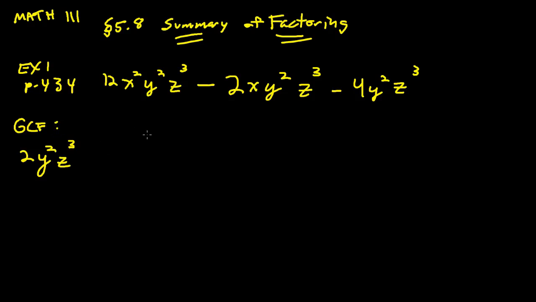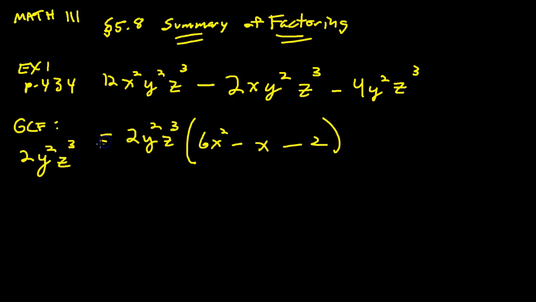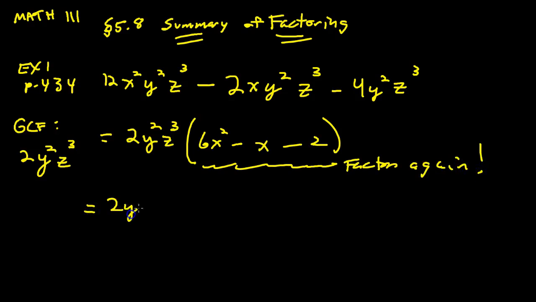So I'll be able to take that out according to my distributive law, really working my distributive law in reverse. 2y squared z cubed times what's remaining. Well, I'll have a 6x squared in the first slot, minus x is all that's left in the second slot once I factor out the GCF, minus 2. All right, many students would stop here, but I think you will be able to factor this trinomial. I can factor again using another factoring technique within the same problem. So let's see if I can break this down further.